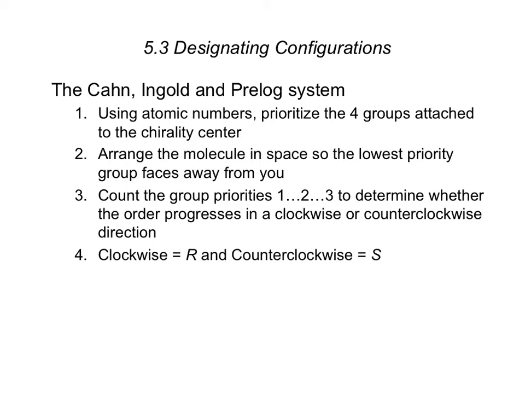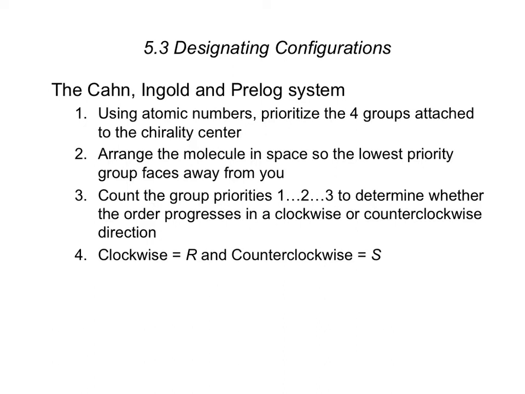Once we have prioritized the atoms that are attached, we are then going to manipulate the molecule so that the fourth priority goes on the dash. And then we're going to see, in going from 1 to 2 to 3, are we going clockwise or counterclockwise? That's going to depend on how we actually denote the configuration. We're going to go through a lot of examples to do this, okay? So I just show you these to say this is what we're going to be doing. These are the 4 rules or the 4 steps involved.